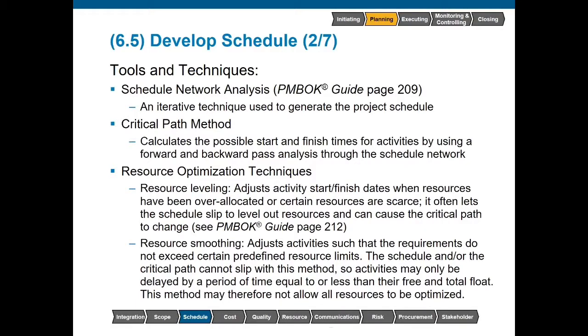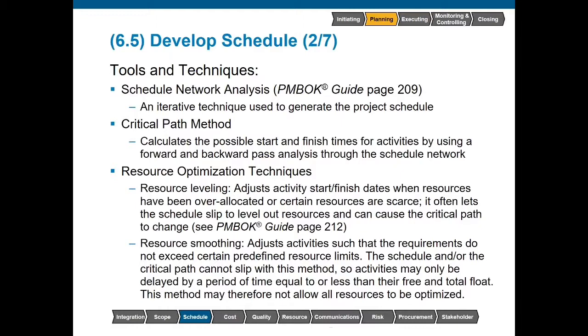Resource optimization techniques refers to a situation where resources have been over allocated for whatever reason. So I like to use the example of if we have one forklift, but it's supposed to be in two places at the same time. How can we go ahead and deal with this situation? Well, it's going to depend on how much flexibility we have within our schedule. If we have an ability to allow our schedule to slip, then we can go ahead and do resource leveling. This is where we'd actually change the activity start and finish dates, and that would cause the schedule to slip to some extent if the critical path changes.